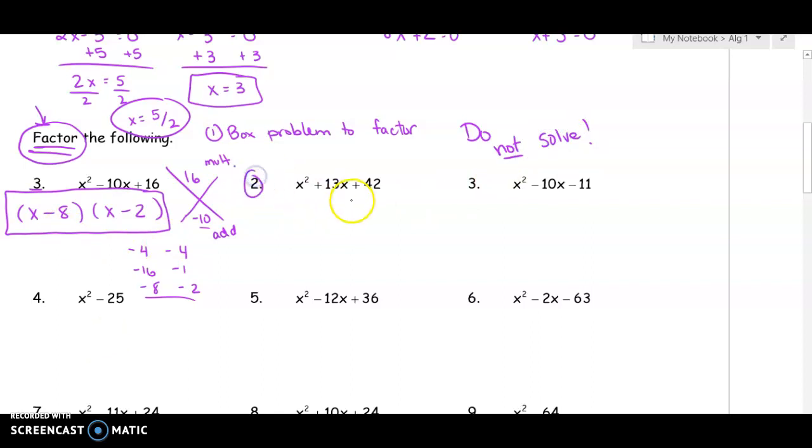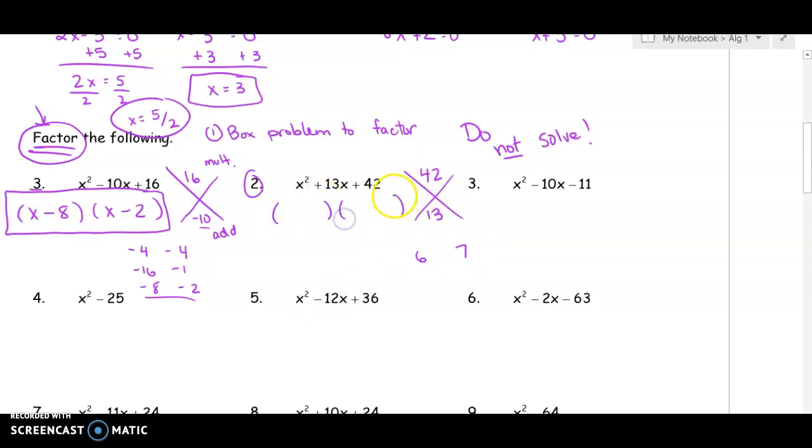For number 2, same thing. We're going to do our box problem. It's got to multiply to be the last number, add to be the middle. So think about all the numbers that multiply to be 42. Those two numbers that are going to add to be 13 are 6 and 7. 6 times 7 is 42. 6 plus 7 is 13.